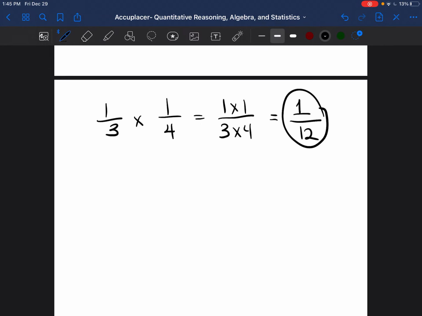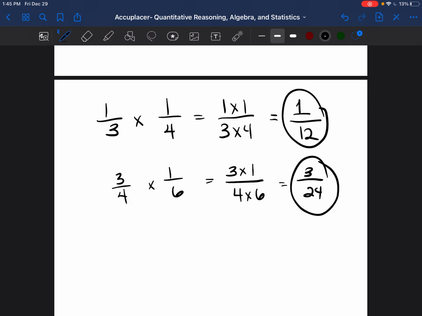Let's do that again. 3 over 4 times 1/6. Because the denominators do not have to be the same, you just multiply the numerators and then you multiply the denominators. 3 times 1 is 3, 4 times 6 is 24. The answer is 3 over 24.